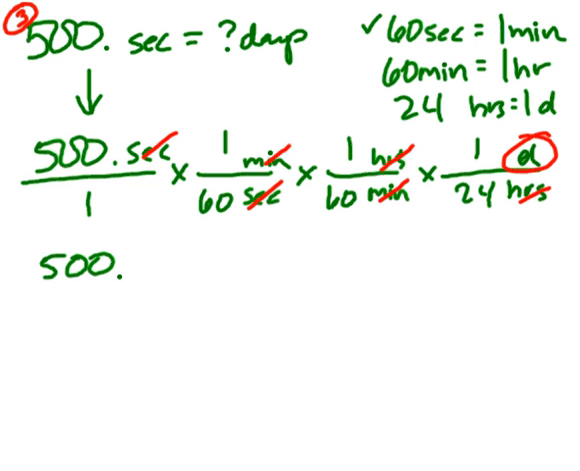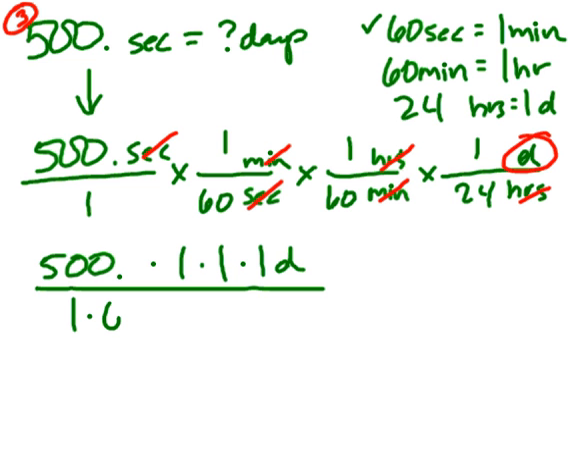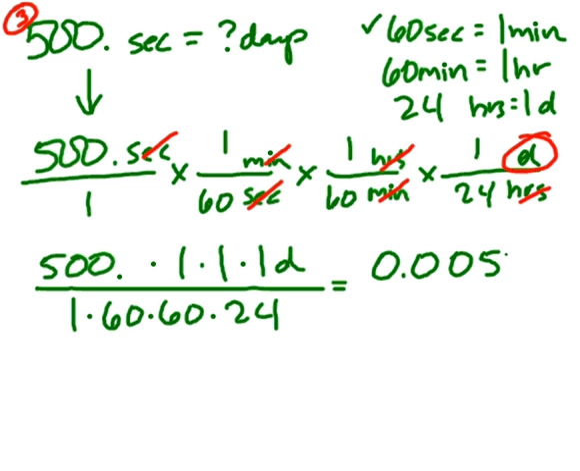Don't forget that part. Okay, 500 times 1 times 1 times 1 day, all over 1 times 60 times 60 times 24. Plug that into your calculator, and you should get 0.0057. I'm not going to put the units right there just because hopefully we know that is not the number we're going to be using.